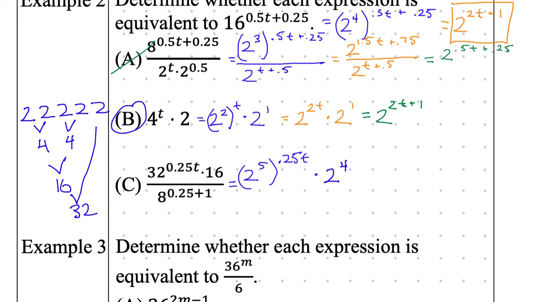In the denominator, what do we have down here? 8 is really 2 to the power of 3, so this is 2 to the power of 3, all of this to the power of 0.25t plus 1. The next step, I can multiply because I have a power to a power. So this is going to be 5 times 0.25. If I have 5 quarters in my pocket, I have $1.25. So this is going to be 1.25. So it's 2 to the power of 1.25.